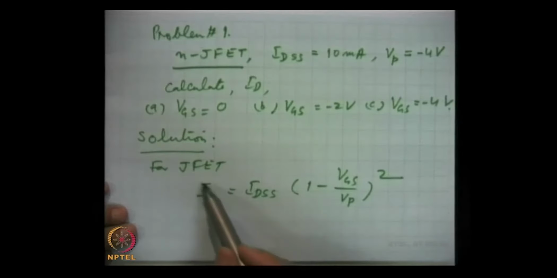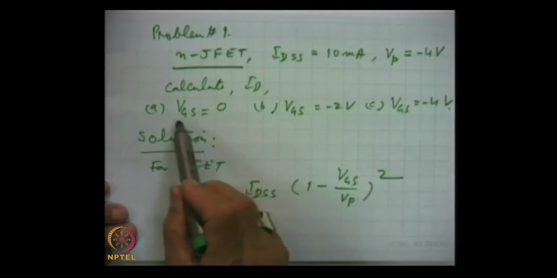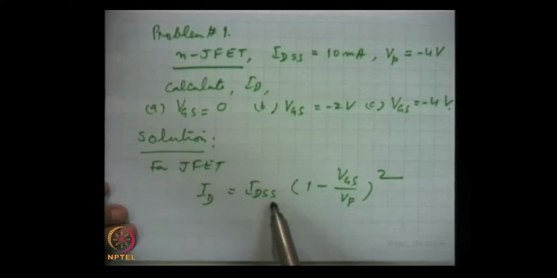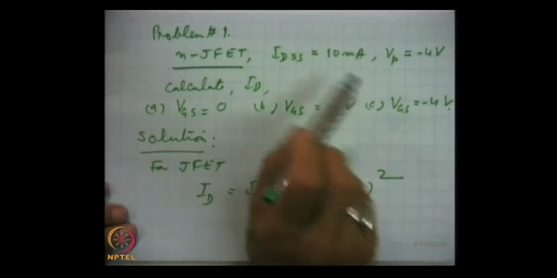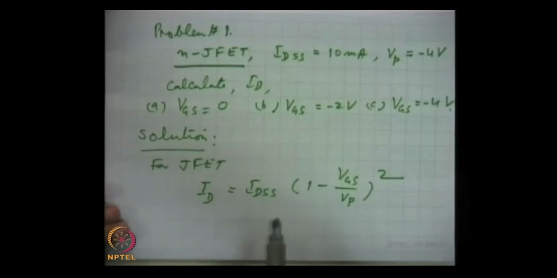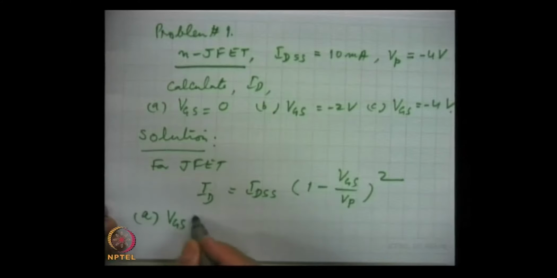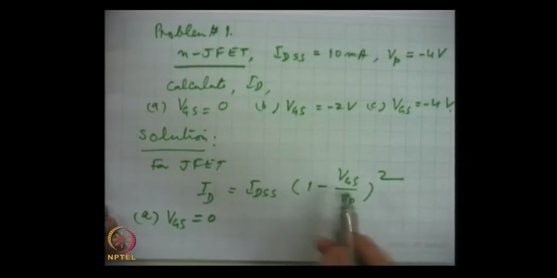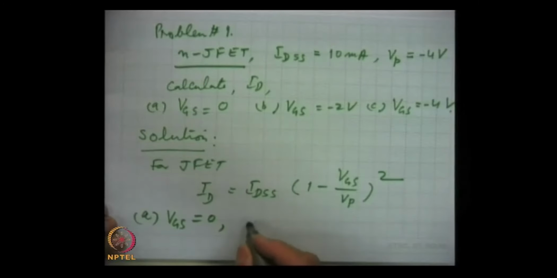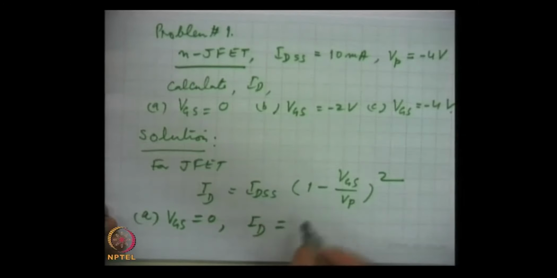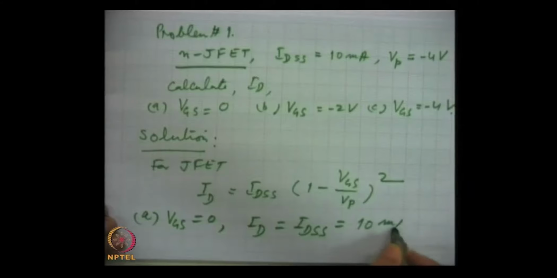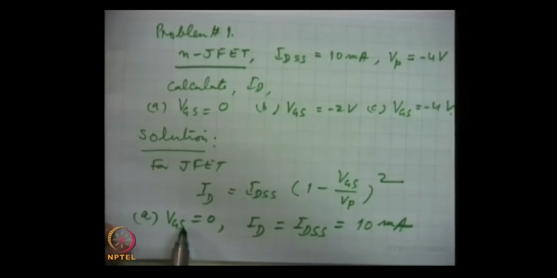We have to find out ID for various gate source voltages, where IDSS is given as 10 milliampere, and let us first see part A. When VGS is 0, this term is 0 and this is ID. In this case the drain current is equal to IDSS, which is given as 10 milliampere, and this is of course well understood because the gate source voltage is 0 here.